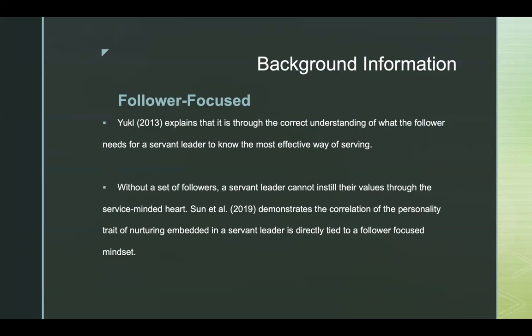And Sun in 2019 demonstrates that the personality trait of nurturing embedded in a servant leader is directly tied to a follower-focused mindset. And it is through this idea of putting followers first that a servant leader will feel the empowering and nurturing taking place within their relationship. And that is where the real development comes forth.